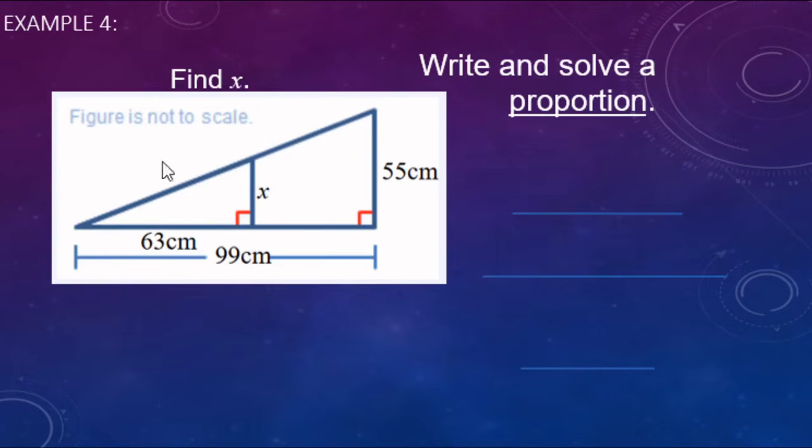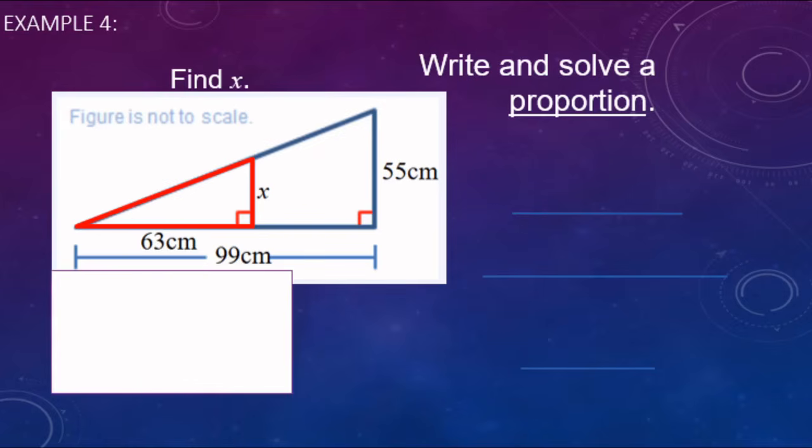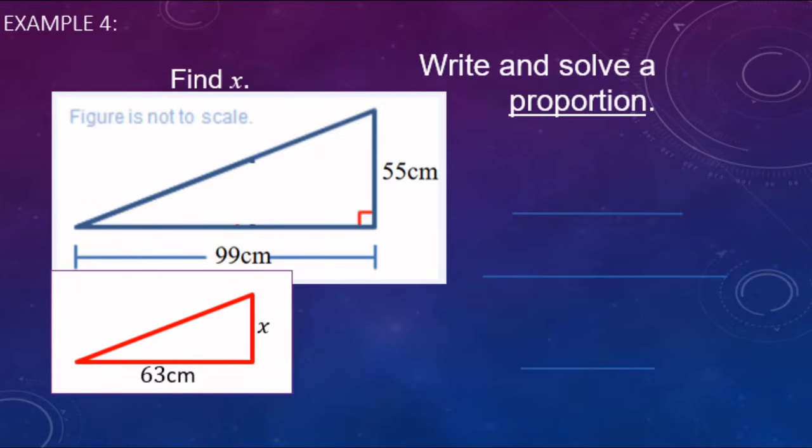Now, when you have overlapping triangles, sometimes it is a good idea to go ahead and redraw it so that way the two triangles are not overlapping anymore. So we can redraw the small one off to the side. And now we're ready to write out our two equal ratios.